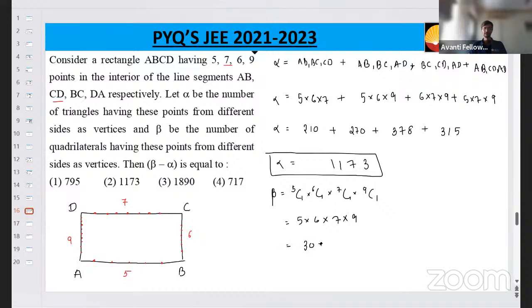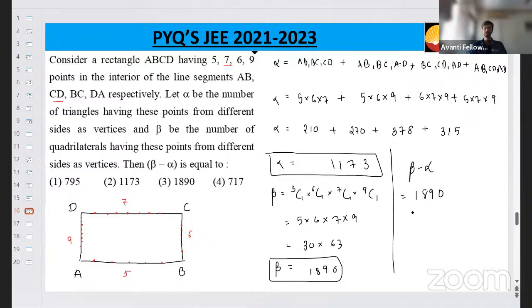So this is 30, 63, right? So ये क्या आ गया 0, 1890. This is beta. हम लोग को क्या चाहिए? बीटा minus alpha, which is 1890 minus 1173. So which is equals to 717. So that means it is option number 4.